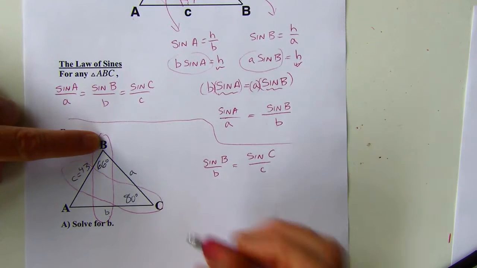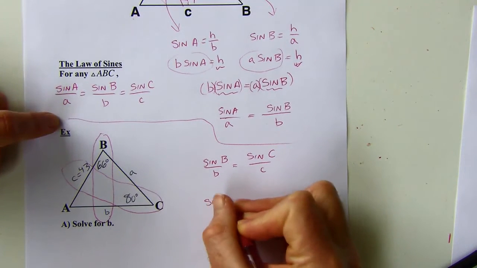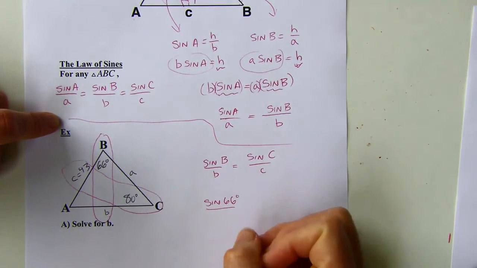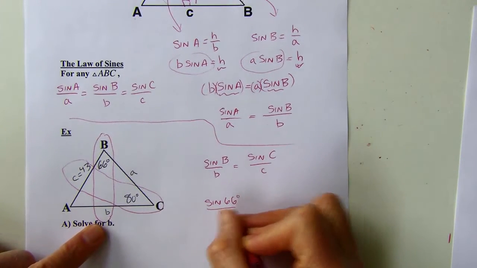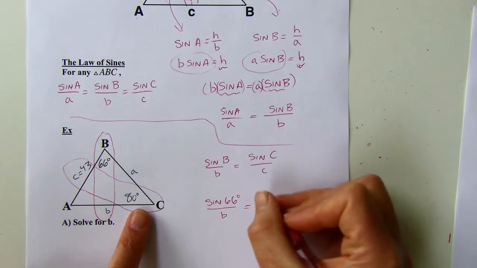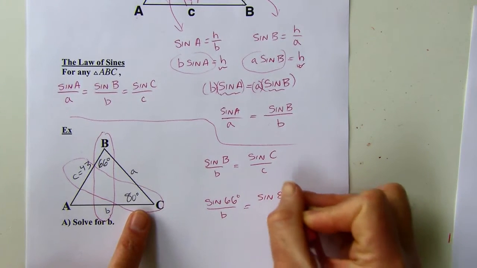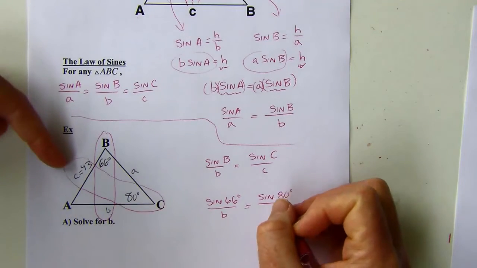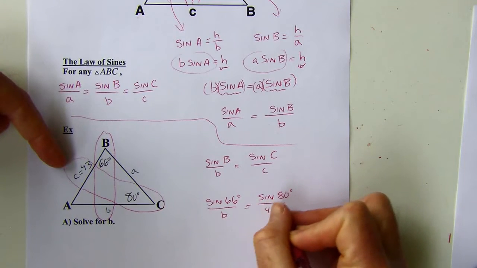Angle B is 66 degrees. Okay, side B I don't know. That's what I'm going for. This is angle C, so I'd have sine of 80 degrees up here. And then side C would be 43, okay?